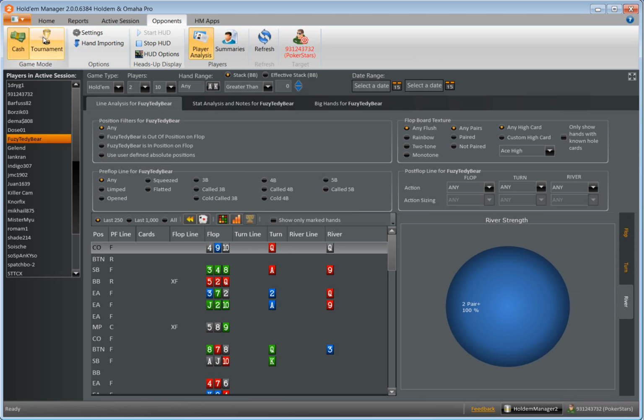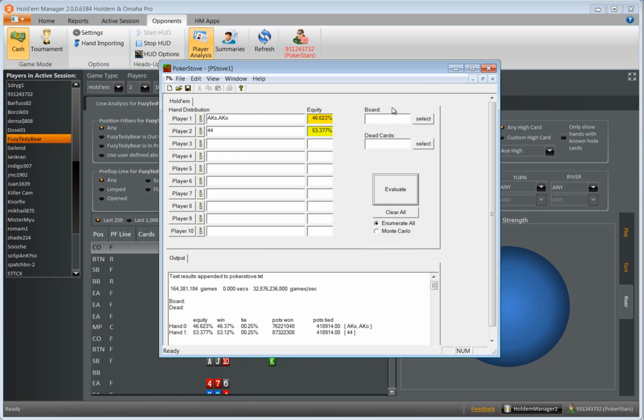Hold'em Manager 2 has tournament support. Tournament support wasn't great in Hold'em Manager. I don't play a lot of tournaments, so I don't know how not great it was in the original Hold'em Manager, and I haven't gotten a chance to try it out for Hold'em Manager 2. But yeah, it's a pretty sweet program. And then Poker Stove, I've already shown you. You've seen this.